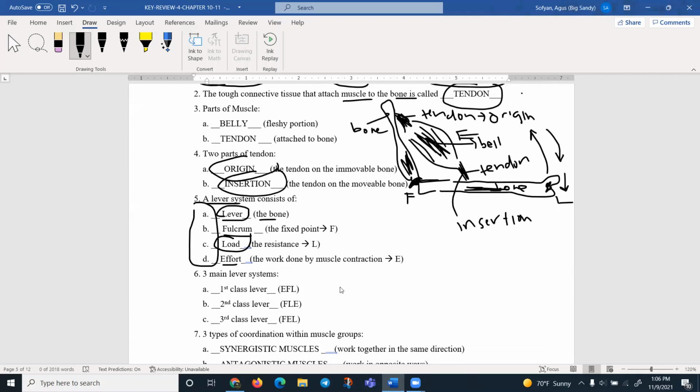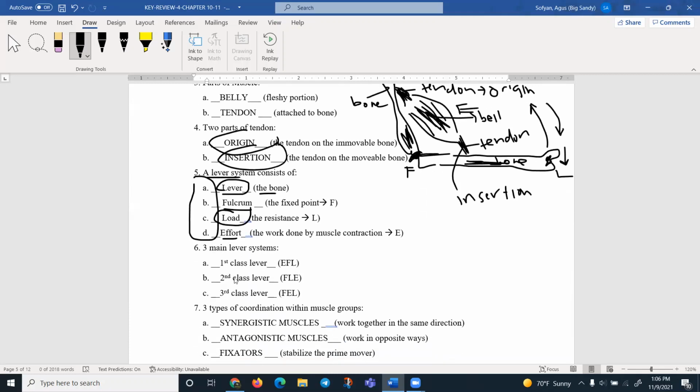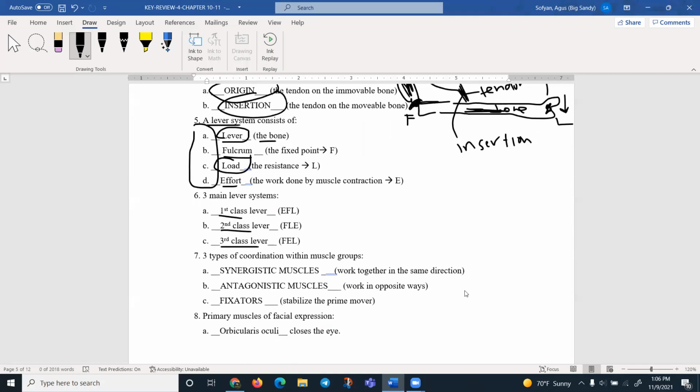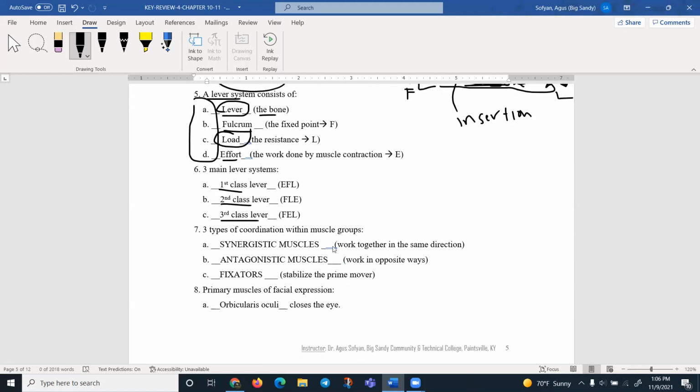There are three types of lever system. First class lever, which is EFL: the effort comes first, the fulcrum in the middle, and load at the end. Second class lever, FLE: the fulcrum first, load in the middle, and effort at the end. And the third class lever, FEL: the fulcrum first, effort in the middle, and load at the end.